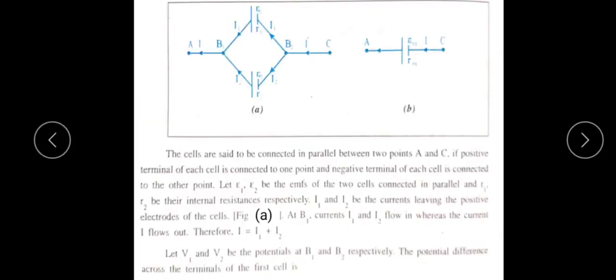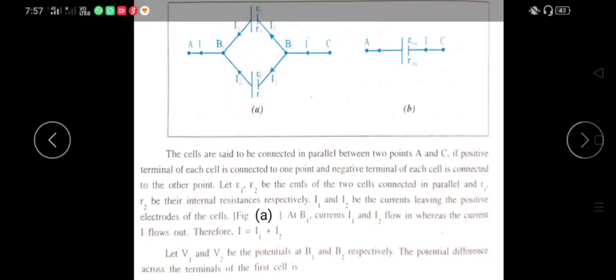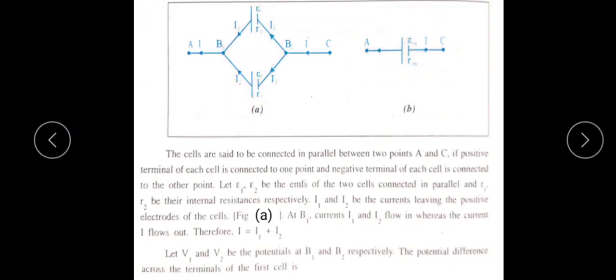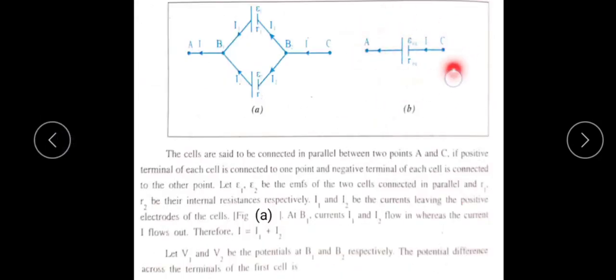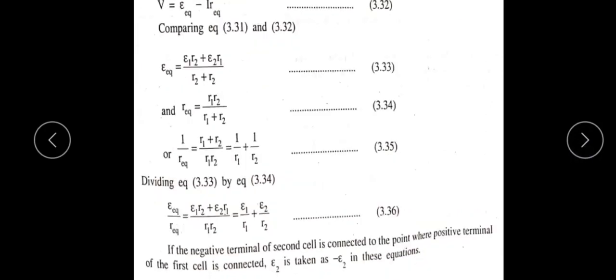If the parallel combination of cells is replaced by a single cell between B1 and B2, then the equivalent EMF is E equivalent and the equivalent internal resistance is R equivalent. See here, if these two cells are replaced by a single cell with the equivalent EMF and equivalent internal resistance, then the potential difference across this is V equal to E equivalent minus I into R equivalent. That is equation number 3.32.